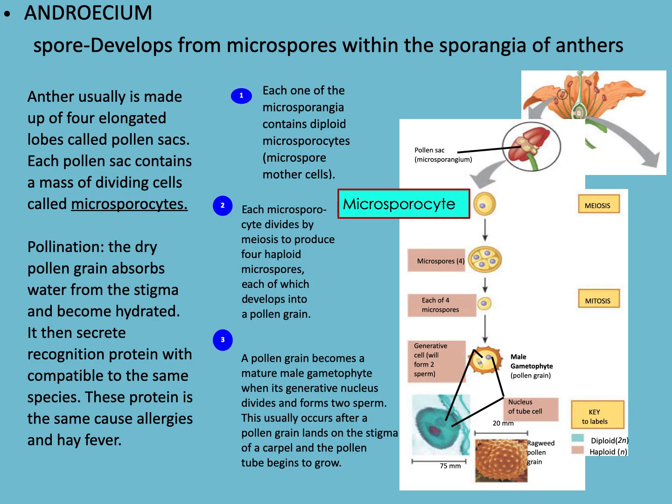Let's look at the male organ of the flower, also known as the androecium. As mentioned earlier, the androecium is the whorl of stamens, where each stamen consists of an anther at the end of a filament. The anther usually is made up of four elongated lobes called pollen sacs. You can see from the picture here.